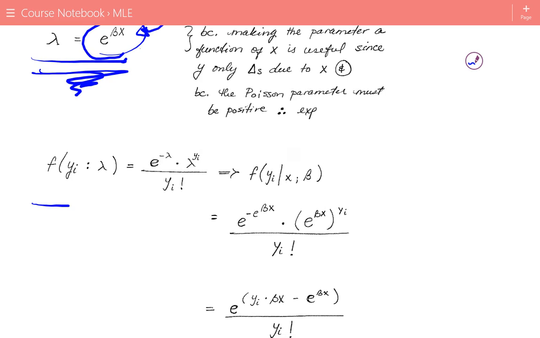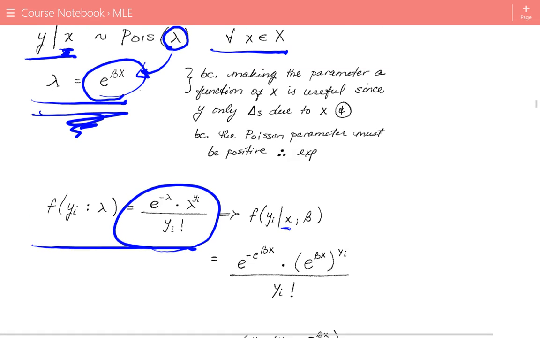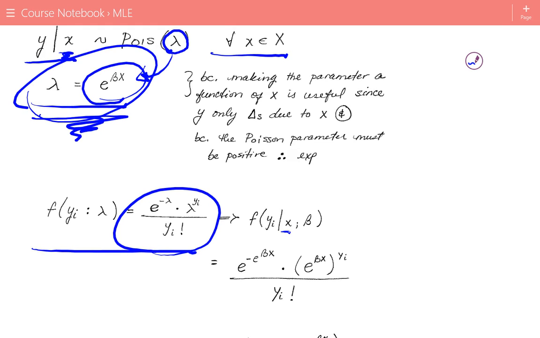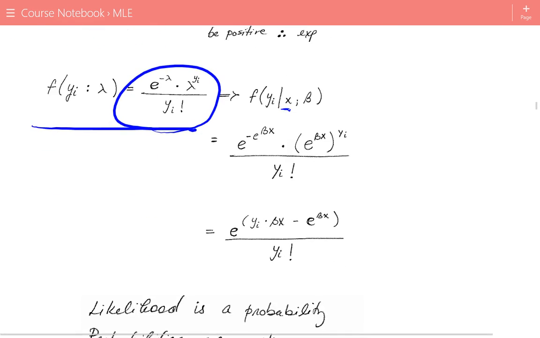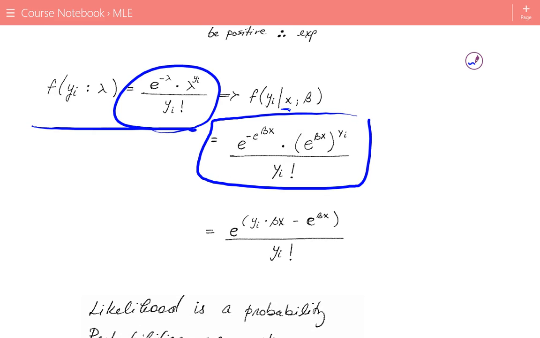So our density function for this is specified here as e to the negative lambda times lambda to the y_i divided by y factorial. And if I'm going to allow this to be a conditional distribution on x, so that my lambda is specified as above, then you just plug it in for lambda. And there you have the conditional density, which I can rewrite this way.